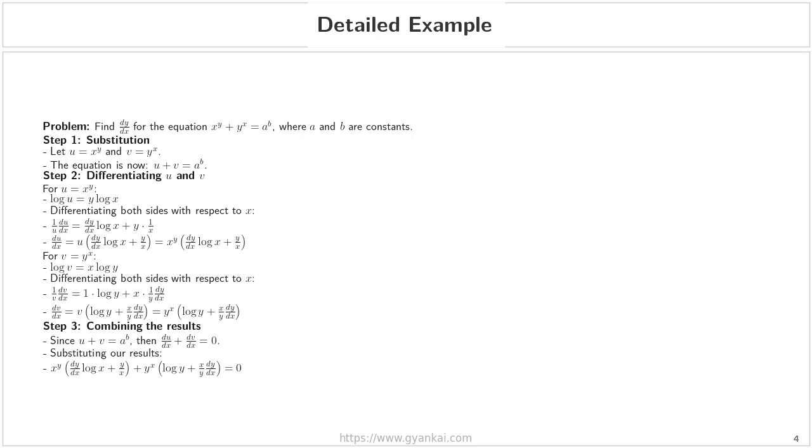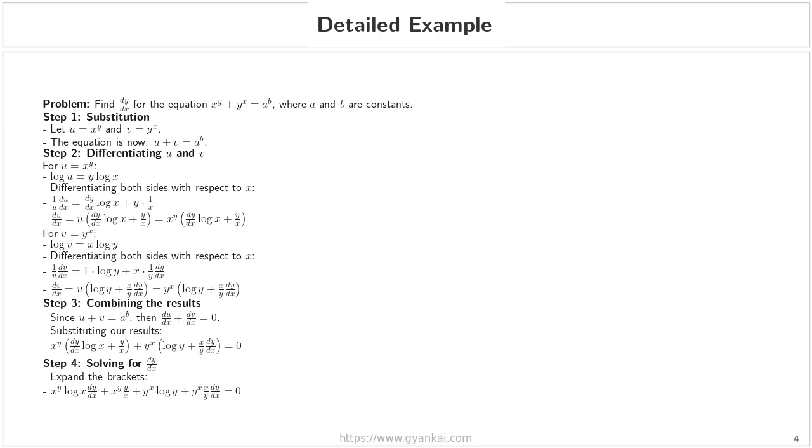We now proceed to step 3, combining the results. Since our substituted equation was u plus v equals a to the power of b, we differentiate the entire equation. Remember that since a to the power of b is a constant, its derivative is 0. Thus, we have du dx plus dv dx equals 0. By substituting the expressions we just derived for du dx and dv dx, we get x to the power of y times the quantity dy dx times the log of x plus y over x, plus y to the power of x times the quantity log y plus x over y times dy dx, equals 0.